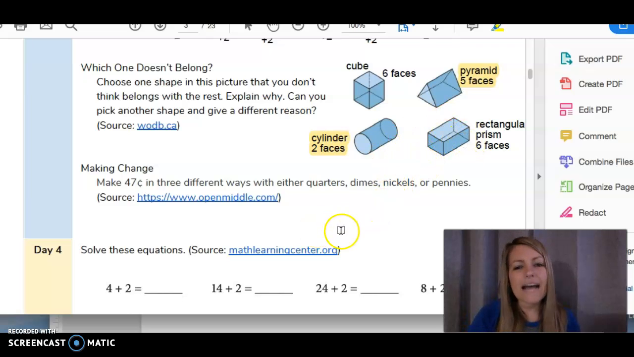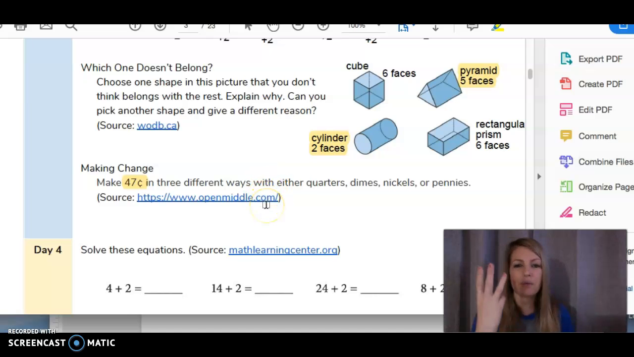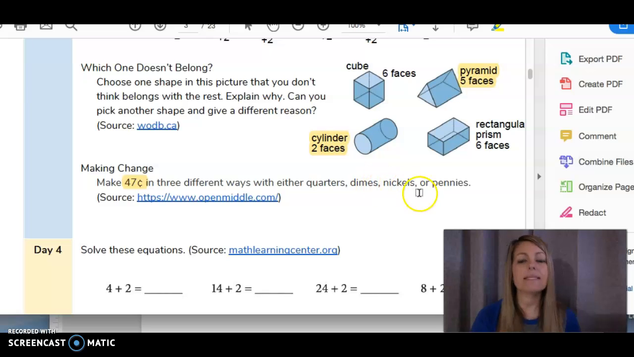All right, for our last challenge today, it is our job to make 47 cents in 3 different ways. We have to make 47 cents using quarters, dimes, nickels, or pennies.